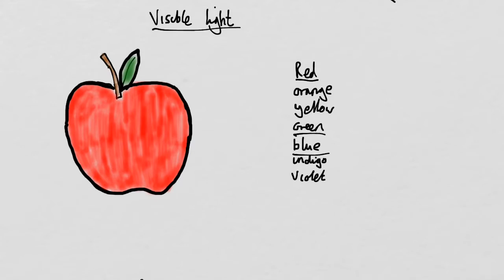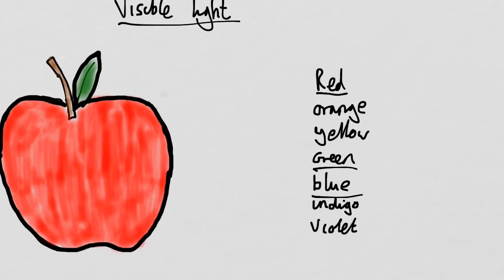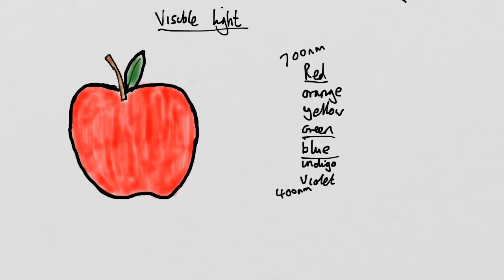Now this visible light is an electromagnetic wave. It's the one that you can see with your eye, and it has a range of wavelengths from about, well, for red it's about 700 nanometers, and then violet goes all the way to about 400 or so nanometers. Okay, so that's the wavelength of light that you can see, and again, because it's an electromagnetic wave, it travels at the speed of light, which is 300 million meters per second.